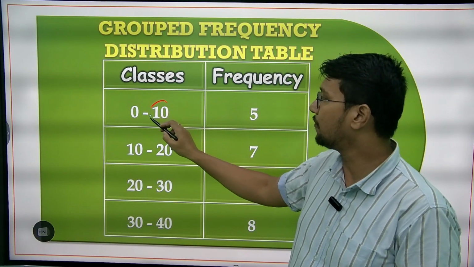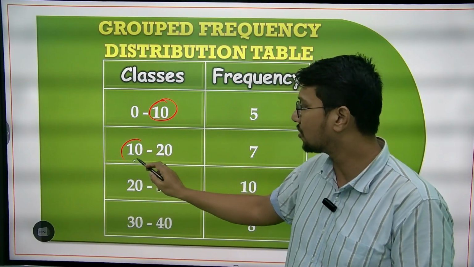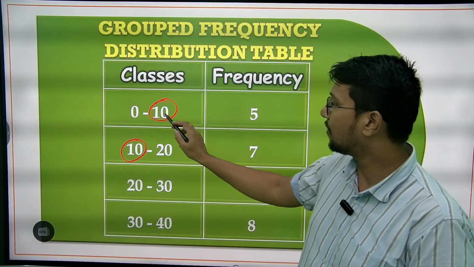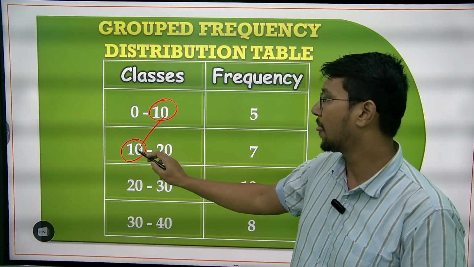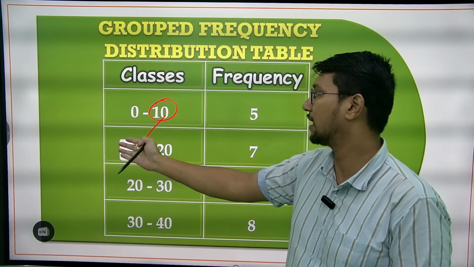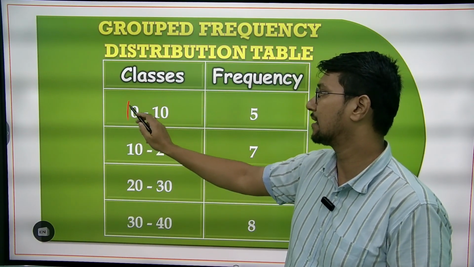So you see, in first group there is 10, and in second group also 10 is there. Clear? So this type of data, before moving to this 10, one more thing let me share with you, bacho. Like this is a class.